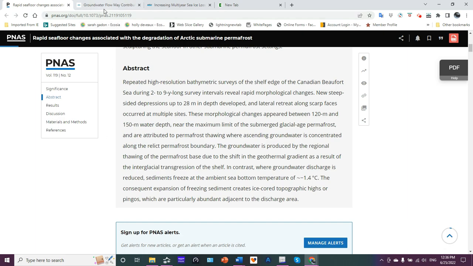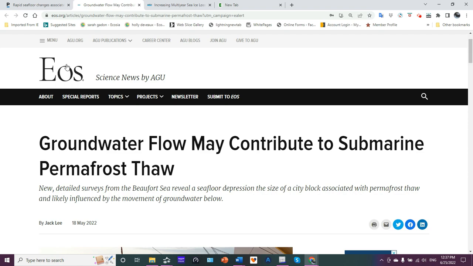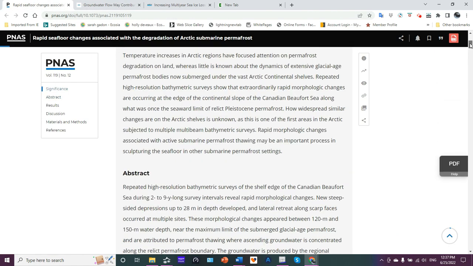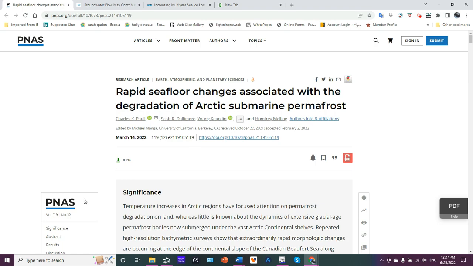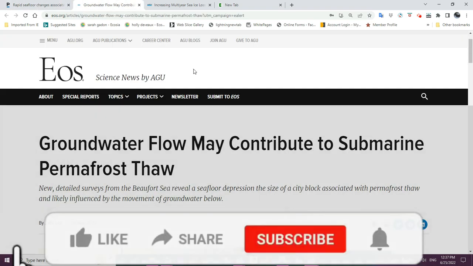So let's switch over to the summary here that was published on the EOS site, which is from AGU. And if you look at this paper here, okay, it's published in the Proceedings of the National Academy of Science, which is basically a division of AGU. Okay, so it's all tied together. So let's look: groundwater flow may contribute to submarine permafrost thaw.